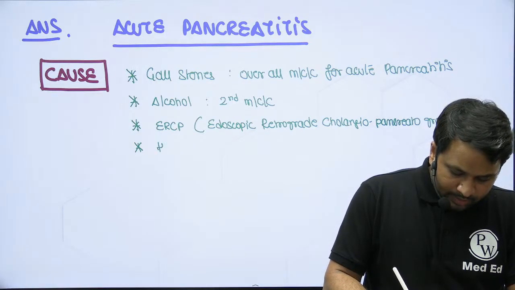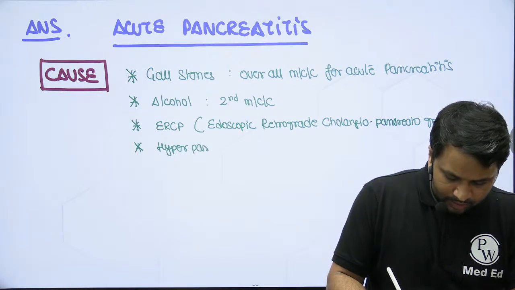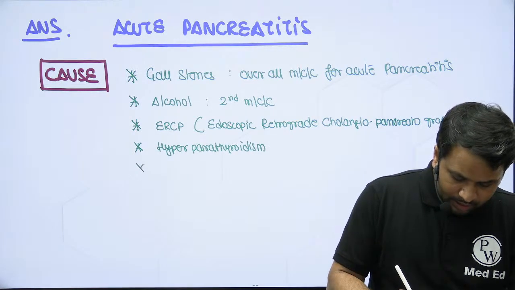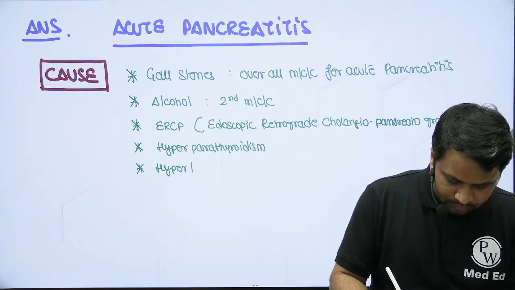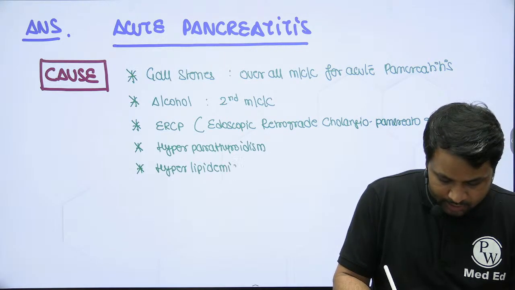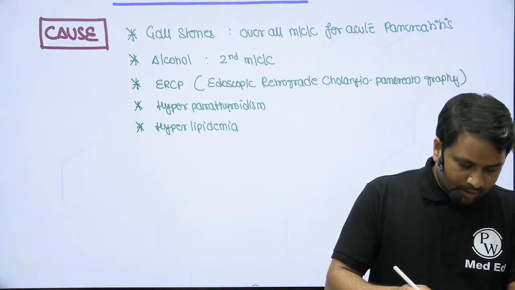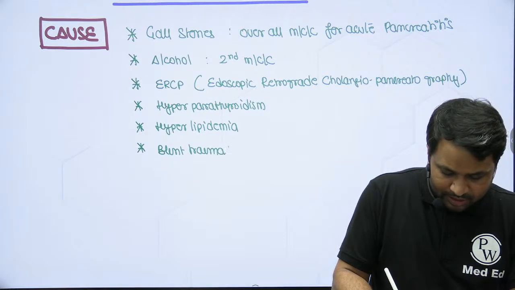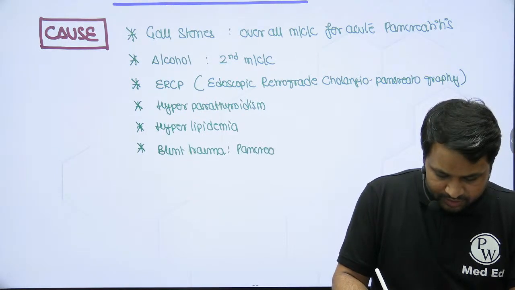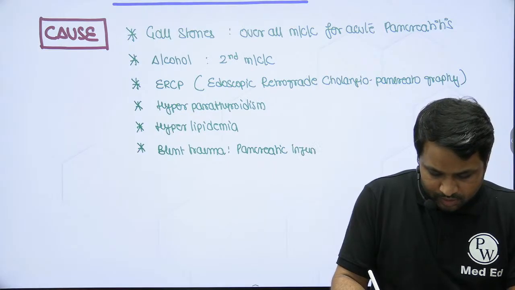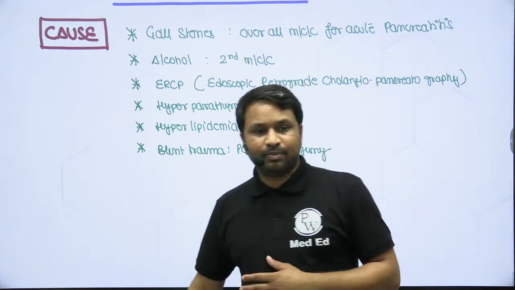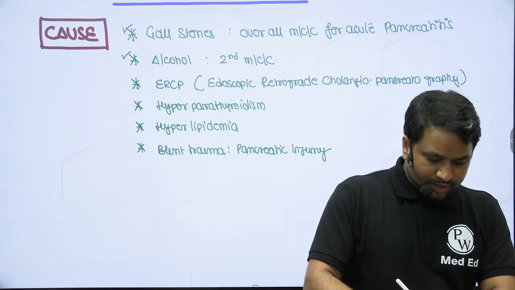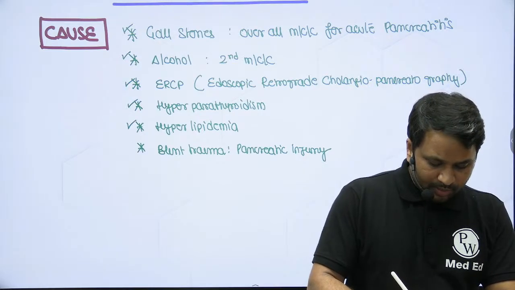Metabolic disorders, example like hyperparathyroidism, hyperlipidemia. Hyperparathyroidism as well as hyperlipidemia. Now it is also secondary to the blunt trauma abdomen. So in the blunt trauma where there is pancreatic injury, that pancreatic injury is going to result in the same, right? So there is gallstones, alcohol induced, ERCP, hyperparathyroidism, hyperlipidemia, blunt trauma to abdomen.